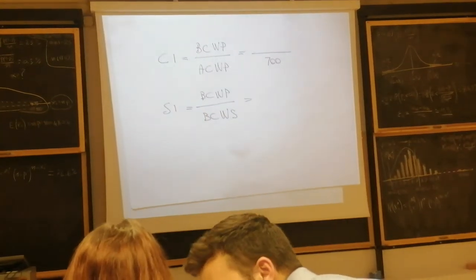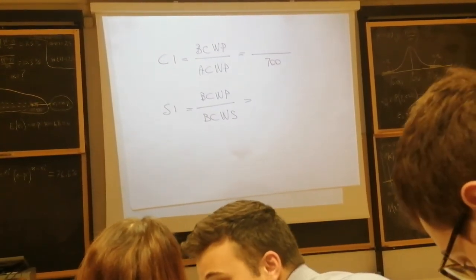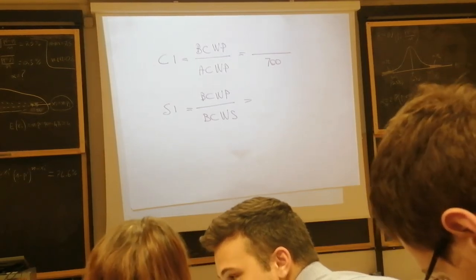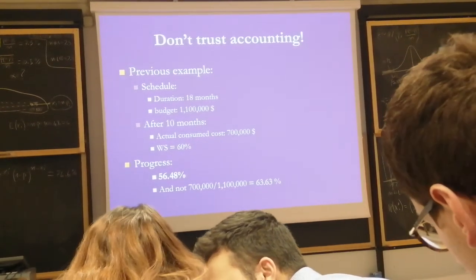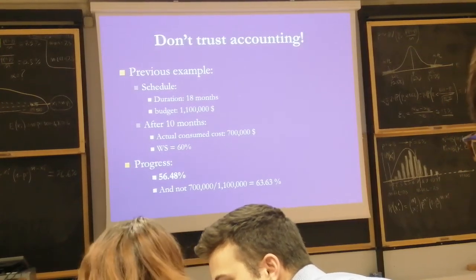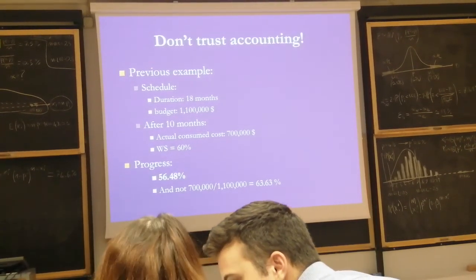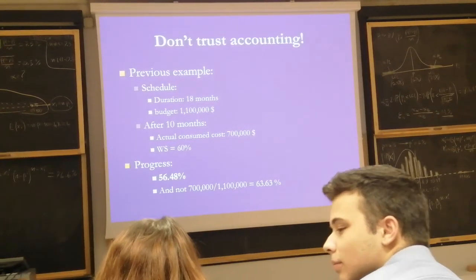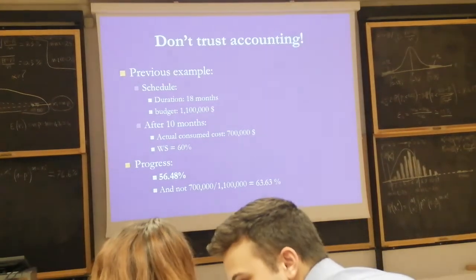How about the BCWP? BCWP is as much as, how much is WP? WP is 56.48%. And how about BC, the budgeted cost? How much? 1.1 million. Very good.